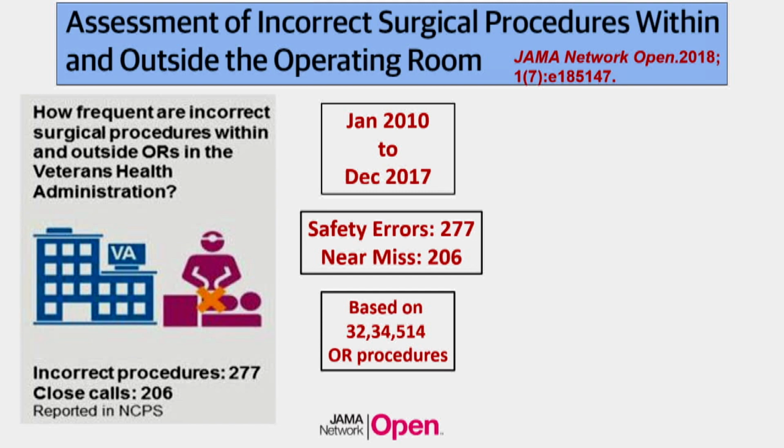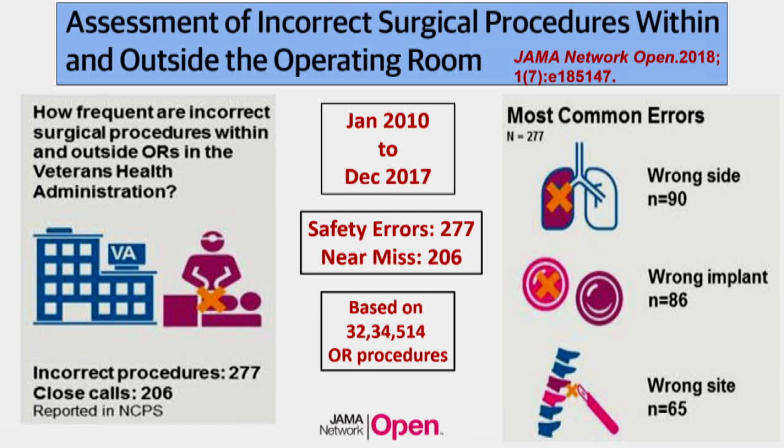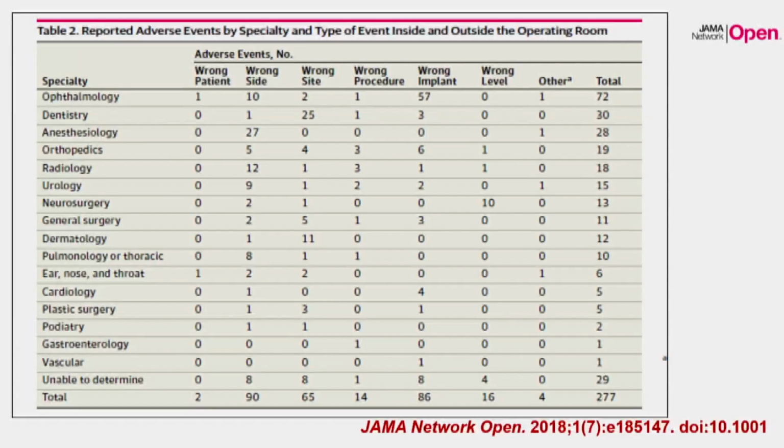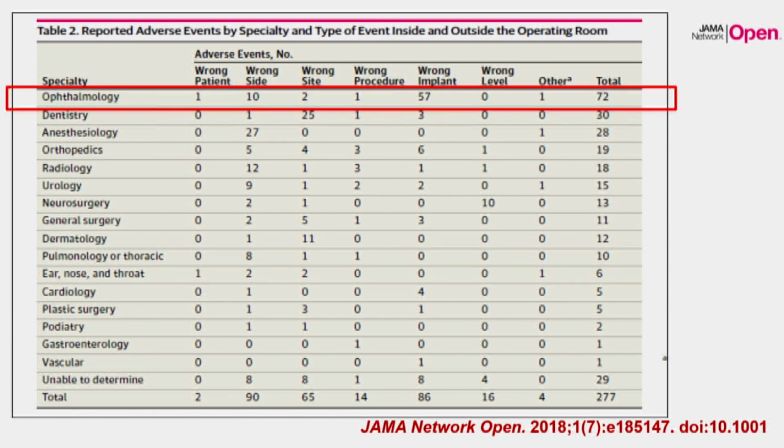And if you look at what these errors were, they involved operating on the wrong side of the patient, maybe the left leg instead of the right leg. Or it could be a wrong implant, where ophthalmology had a major role. And also wrong site: instead of operating on L4 or L5, probably they operated on L2 or L3 vertebra. So this is a common problem. It cuts across all specialties. But the interesting thing is ophthalmology is on the top with the highest number of procedures.